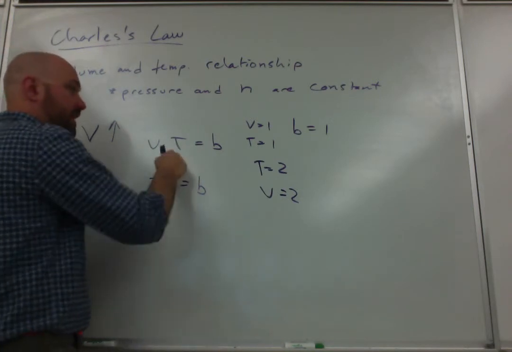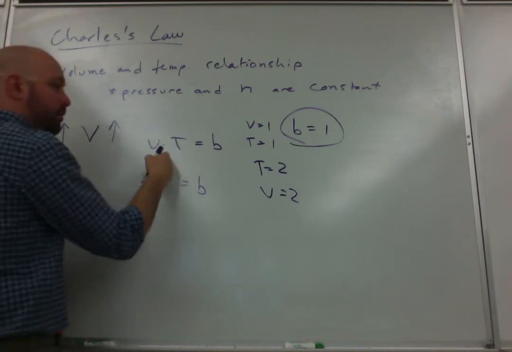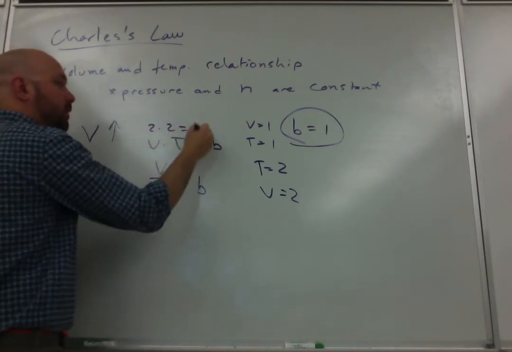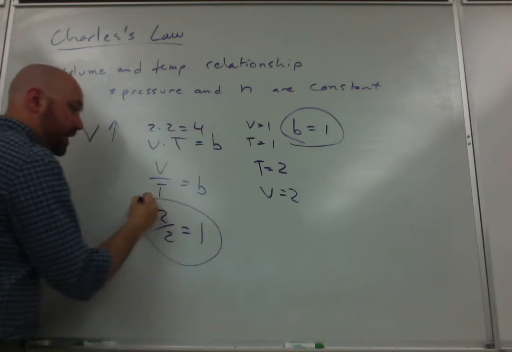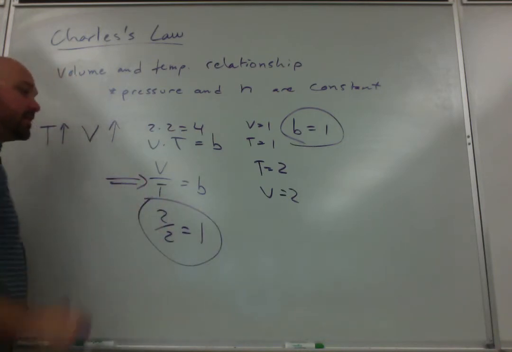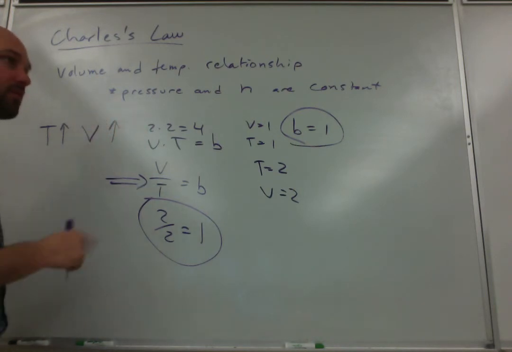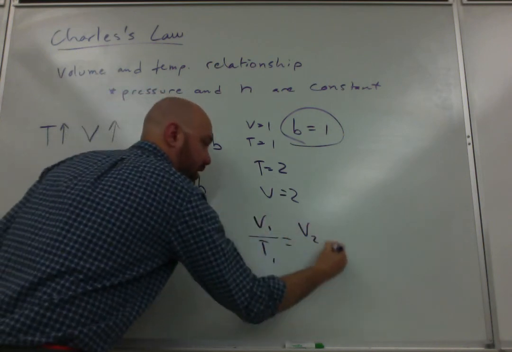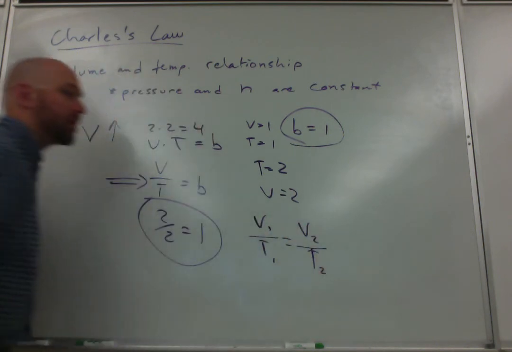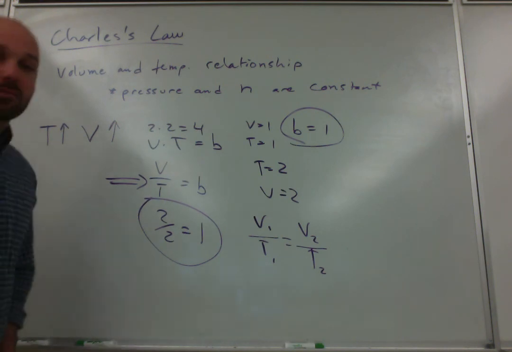Well, which one of these is going to maintain a constant value of 1? If I put it in here, 2 times 2 is going to equal 4. 2 divided by 2 equals 1. It's going to be division that ends up being our equation, the relationship between volume and temperature. And of course, Charles's law, the functional equation that we're going to use is V1 over T1 equals V2 divided by T2. Done.